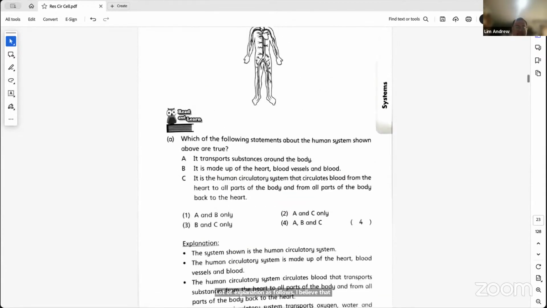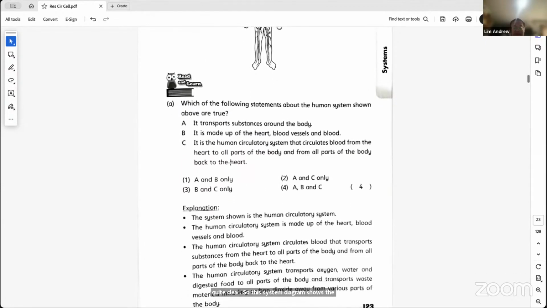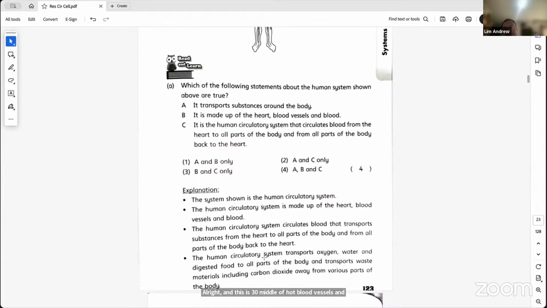This diagram shows the human circulatory system. This system is made up of the heart, blood vessels, and blood. This system circulates blood that transports substances from the heart to all parts of the body, and from all parts of the body back to the heart. And lastly, it transports oxygen, water, and food to all parts of the body, and transports waste materials, including carbon dioxide, away from the body to the respective areas.